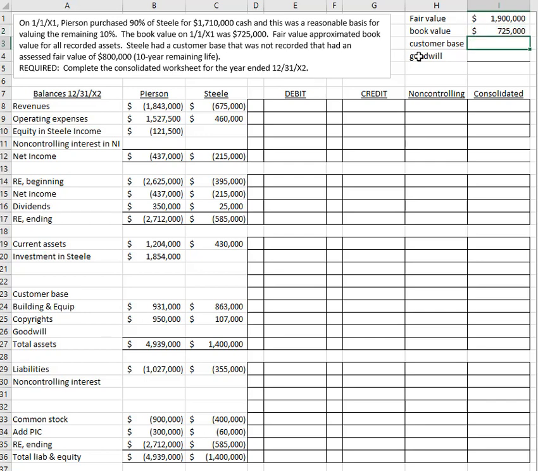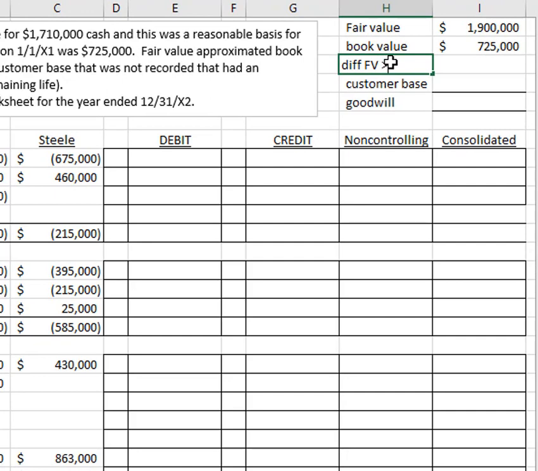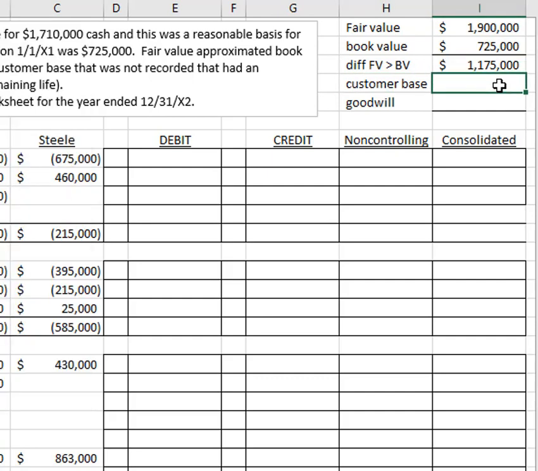$725,000. And so that difference has to be assigned to something, either assets whose fair value was greater than book value or to goodwill. So we've got to allocate that difference. They tell you that there was a customer base that wasn't recorded that had an $800,000 value. So that'll be $800,000 of it, and the rest of the difference would go to goodwill. All right, so now we can do our various entries. Let's start.